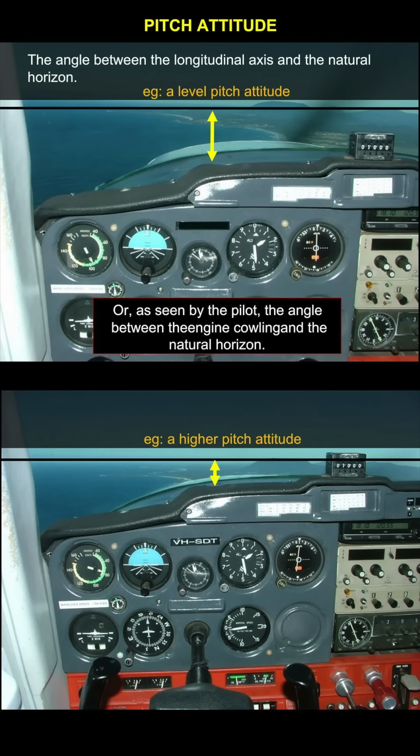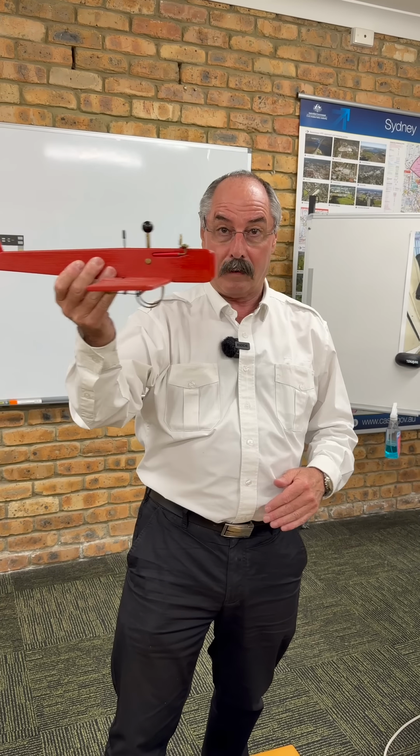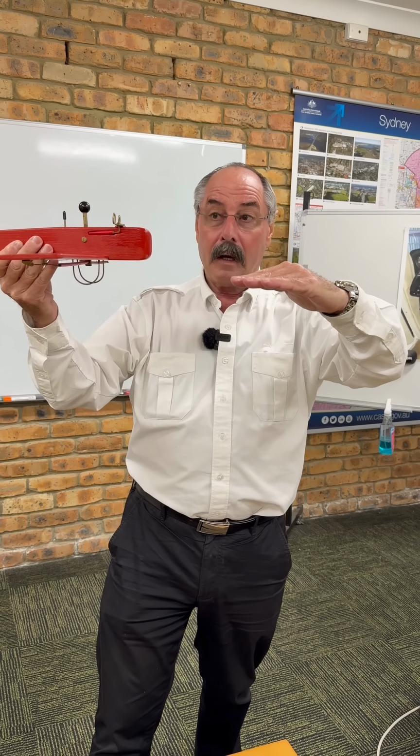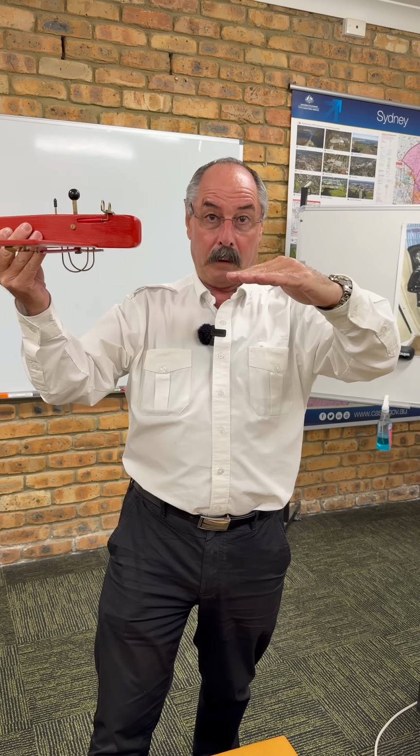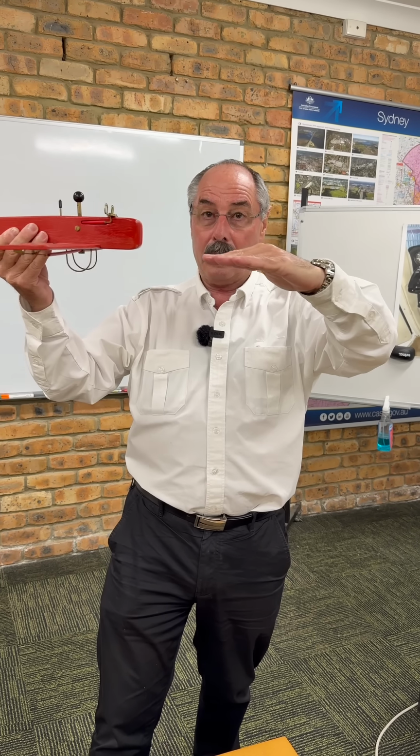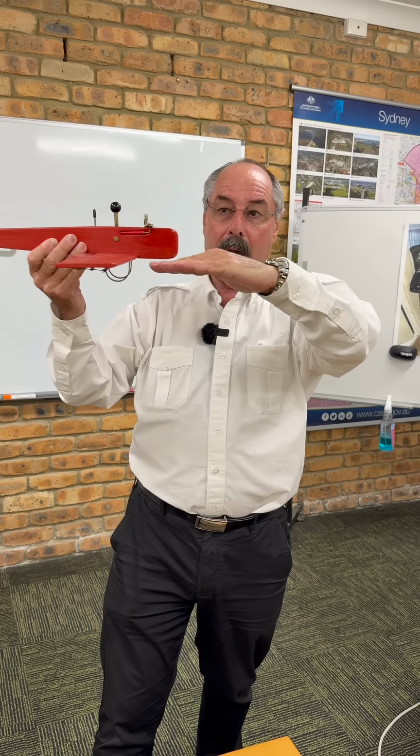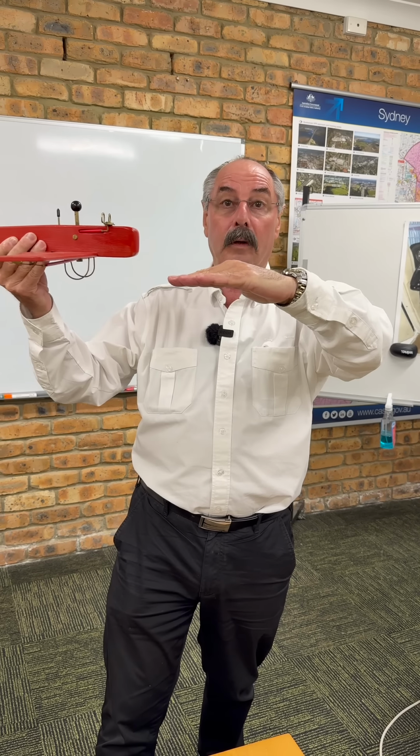Attitude, pitch attitude, is the angle, put very simply, between the nose of the aeroplane as seen by the pilot forward of the windscreen and the natural horizon. Let's consider that this model aeroplane is travelling in this direction. Therefore, the relative airflow will be coming from where my fingers are, and we will have a level pitch attitude, and as you can see, I hope, a low angle of attack. In other words, the angle between the chord line and the relative airflow is quite low.